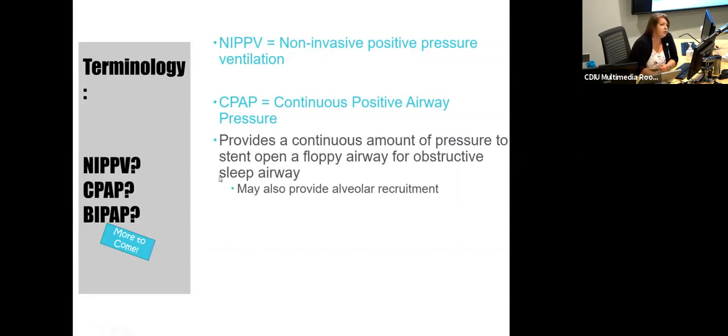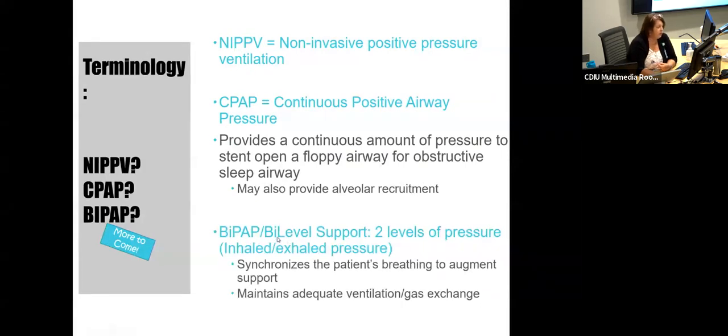CPAP is what we tend to use most commonly in our cardiac population. It provides a continuous amount of pressure, and we can use it to stent open a floppy airway. We can use it for afterload reduction. We can use it for alveolar recruitment if we're using levels that are high enough.